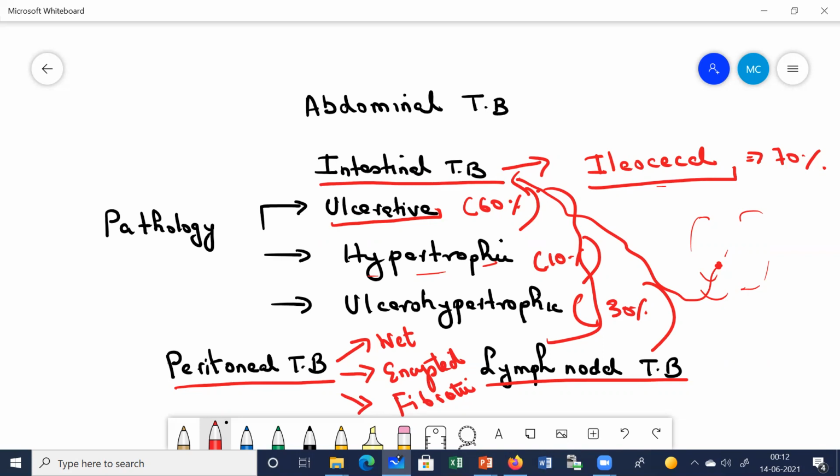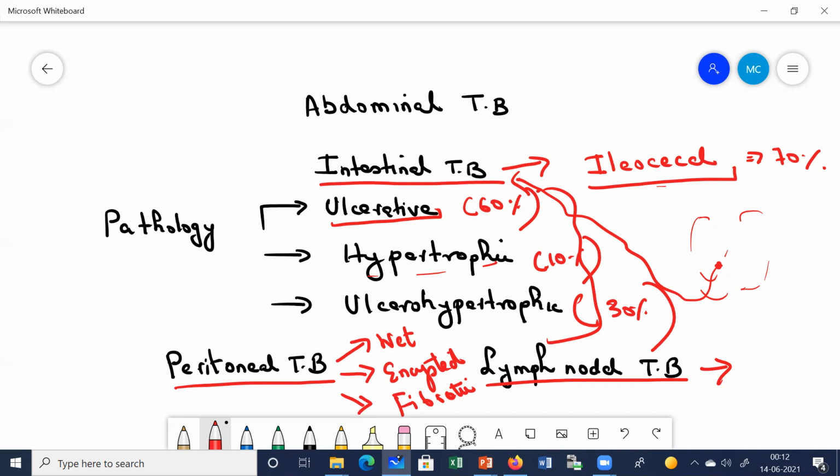Next are the lymph nodes that are involved. Which lymph nodes are mainly involved here? The mesenteric lymph nodes, the omental lymph nodes, and the peripancreatic lymph nodes. All those lymph nodes are involved, and it is mainly seen in young adults. So these are the three types of abdominal tuberculosis. Clear? Okay. Next, let us come to the clinical features.